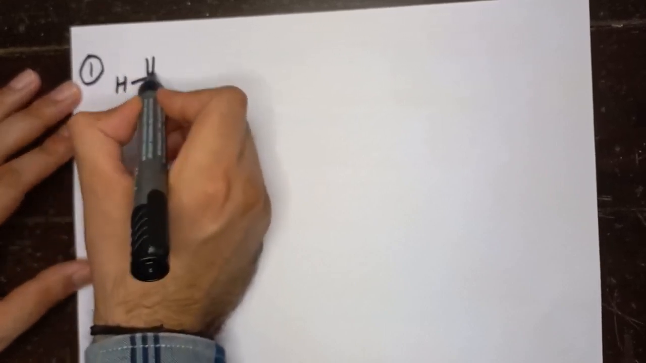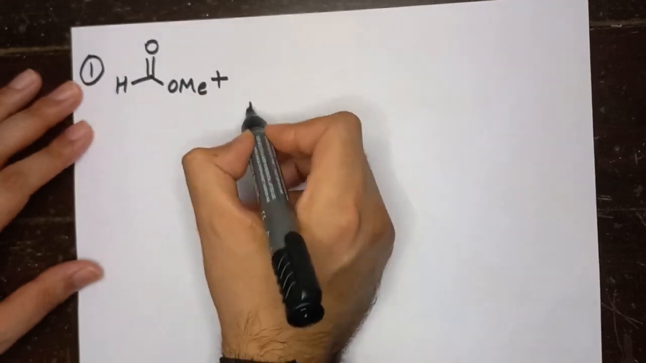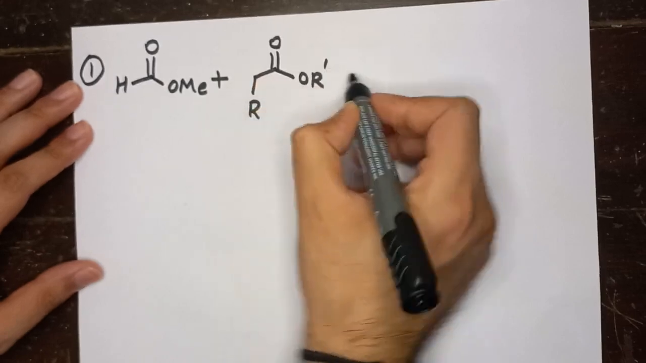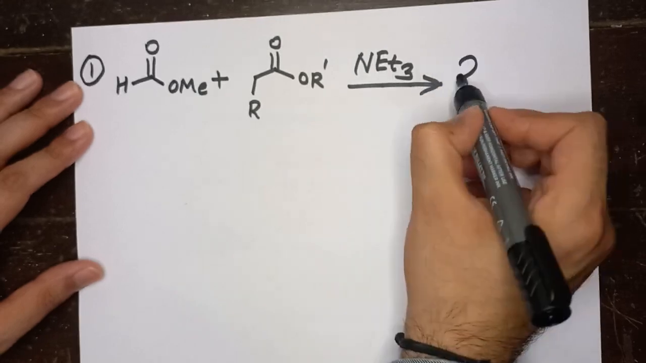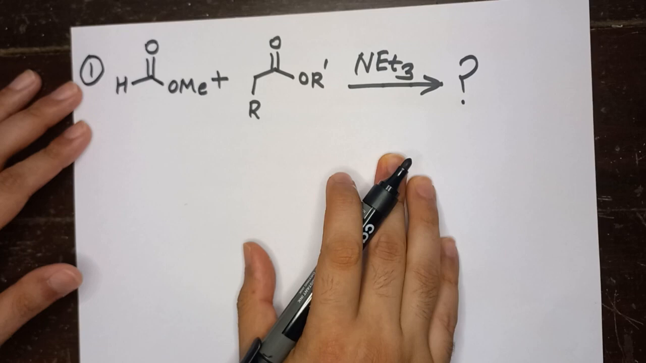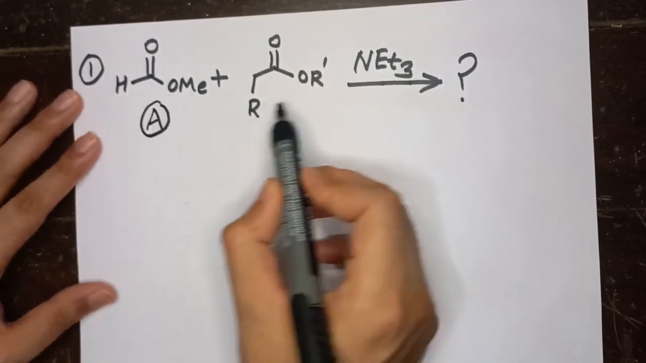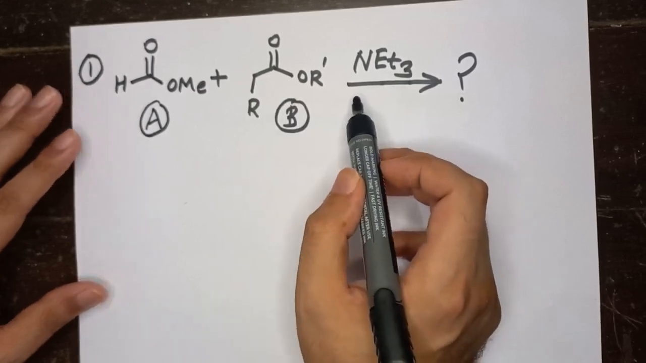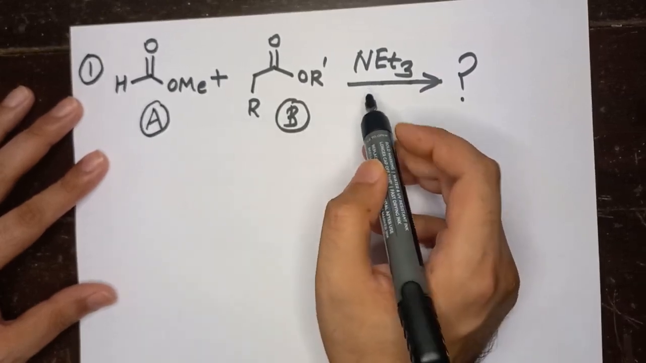Okay, so the first question is, this is my first ester molecule reacting with another ester molecule in the presence of triethylamine. So let's see what product is going to form. We have this first ester molecule A, second ester molecule B, and a base, triethylamine. So now we know, two ester molecules in the presence of a base. Yes, this is an acetoacetic ester condensation.